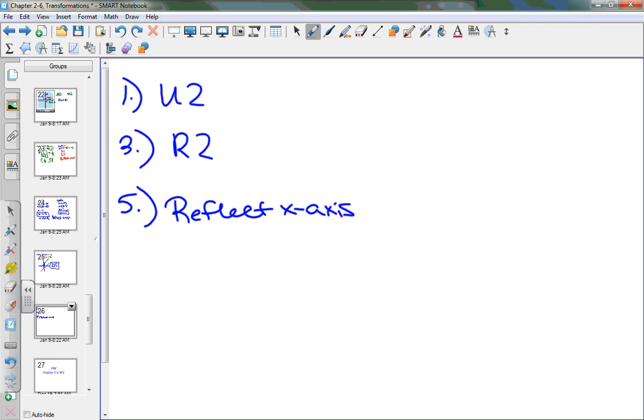Go to the next thing. Left 6. Go to the next thing. It's the parent function x squared, which we already have in the direction. Go to the next number. And it's going to go down 9. Do we understand that?